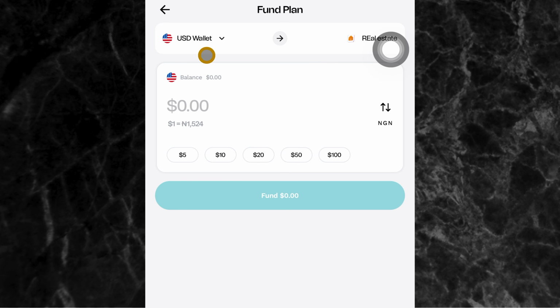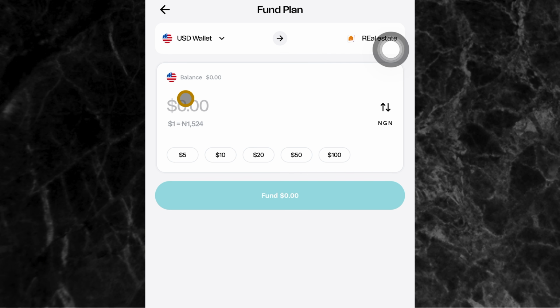And then right here is where you put in the amount you want to invest. So for example, you want to invest $100, you put in $100. Any amount you want to invest at all, you go ahead and put it right here. But make sure you already have money in your USD wallet. So if you put in whatever amount right here, then they'll remove that money and put it in that investment.